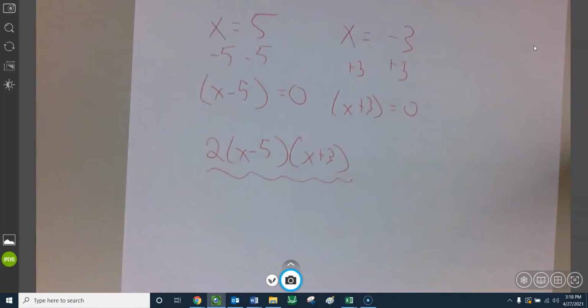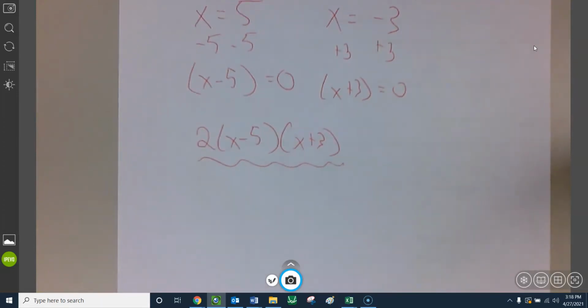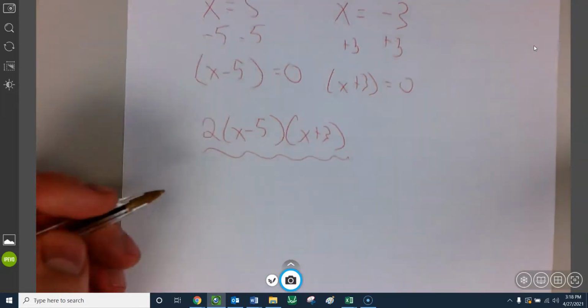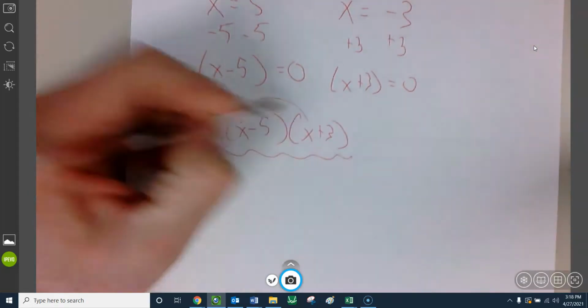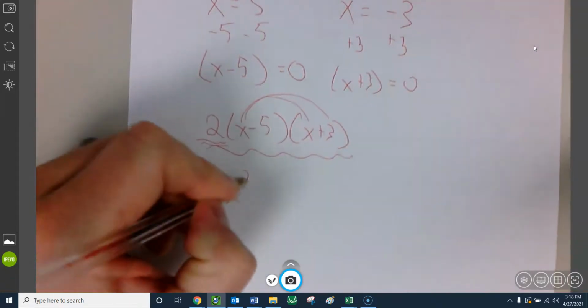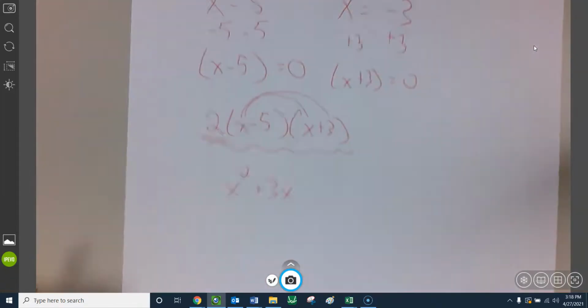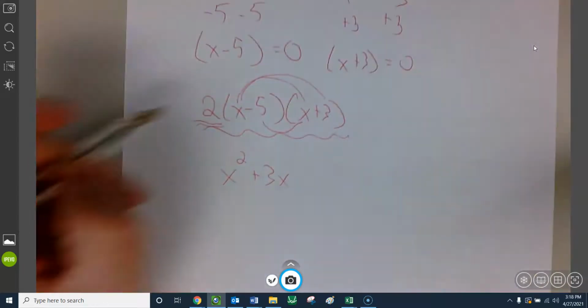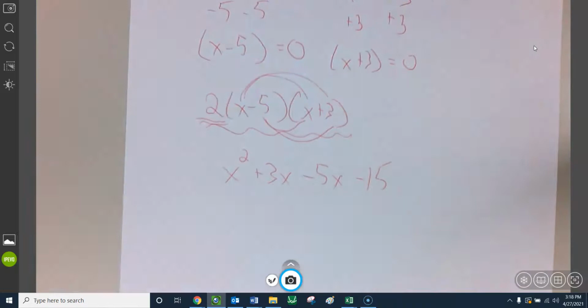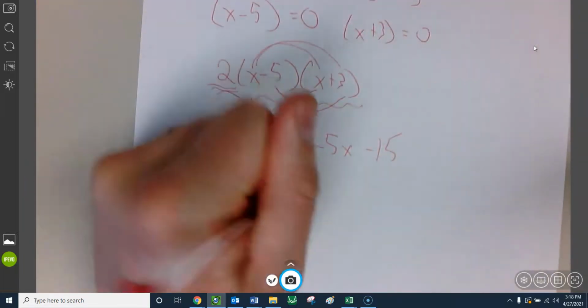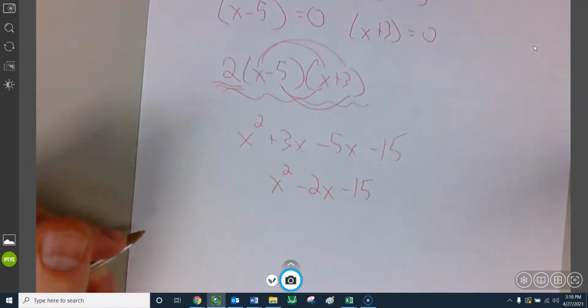But what if I said, what is it in standard form? In standard form, we're going to have to multiply these together to take it one step further, right? It's the opposite direction of factoring. Factoring is dividing. We're going to multiply them together. I'm going to ignore the 2 at first and just FOIL these guys. So that would be x squared + 3x, and then a negative 5x - 15. I'm going to clean that up and get x squared - 2x - 15.